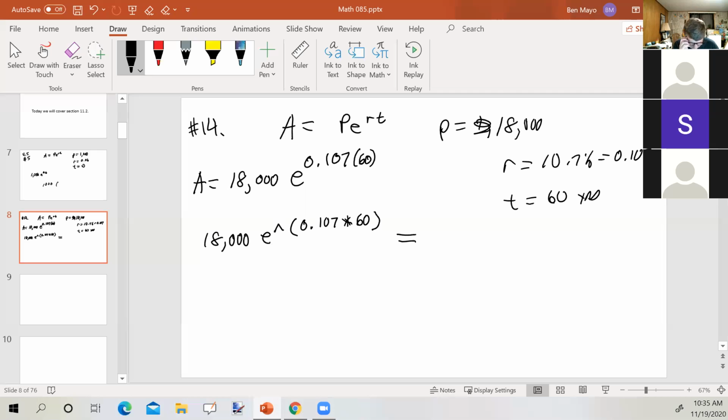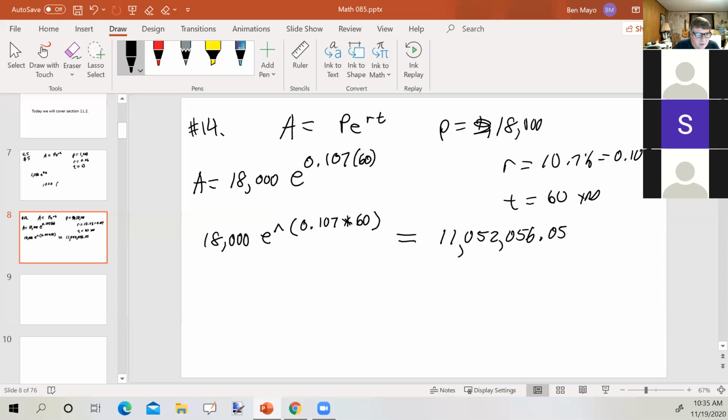Having said that, let me actually do it now. Let's put on some glasses here, and I'm going to go second e to the 0.107 times 60. And when I do that, I get 1105205.05. It says to round to the nearest hundredth. So I end up with 11,052,056.05. All right, are you okay with that?